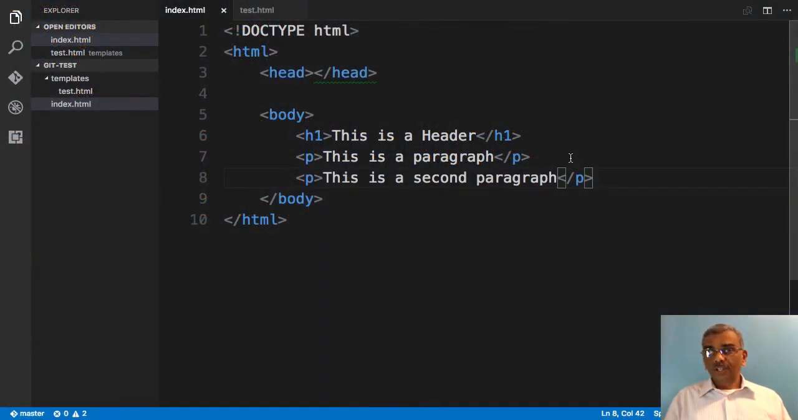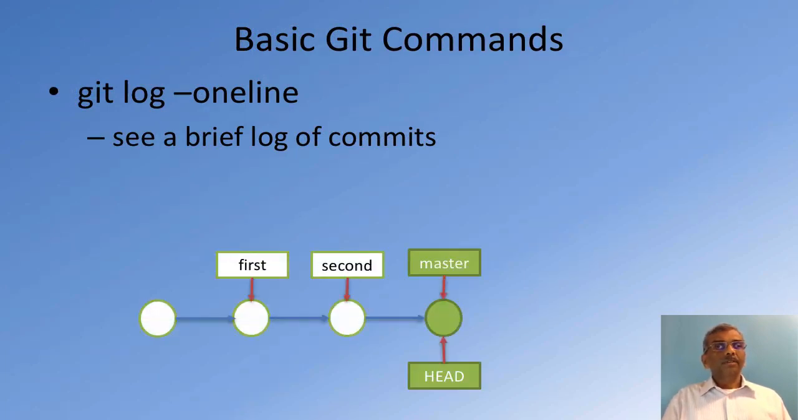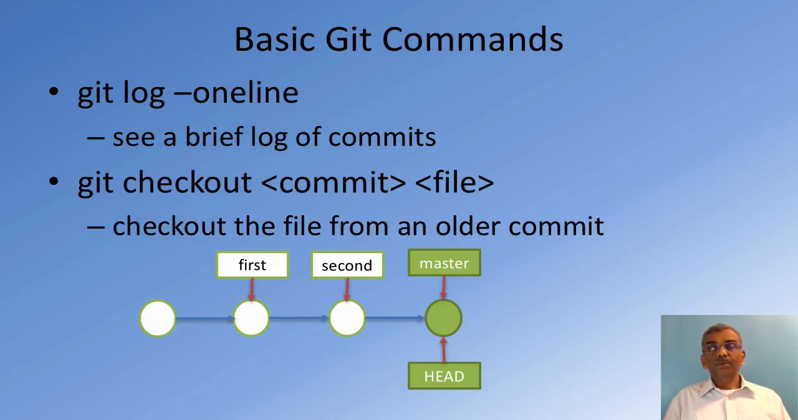At this stage, our index.html file is in the current state. So you can notice that it has an h1 and 2 p's. Let's now look at the next git command. The next git command that we are going to learn about is git checkout. So this checkout command allows us to check out a file from a previous commit in our Git repository.